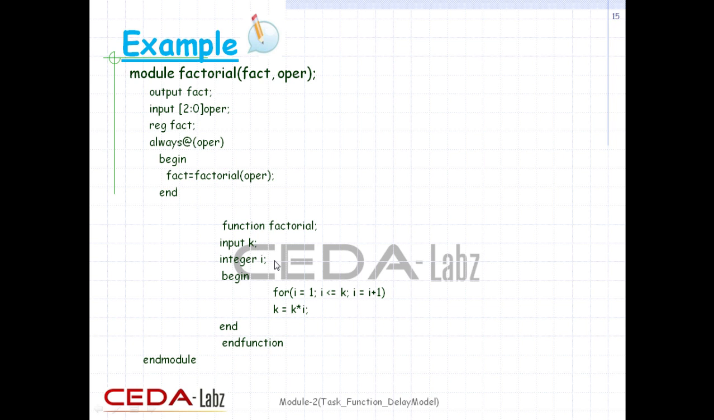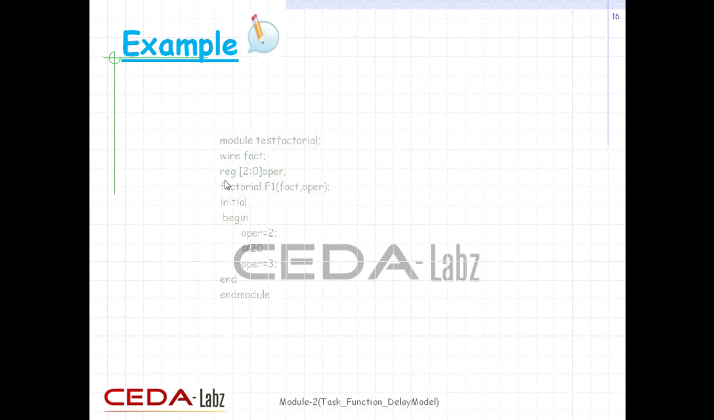There is a declaration of local register I with the keyword integer, which is used in for block for calculating factorial. In this given for loop which is defined within begin and end, I is initialized to 1. The loop will count in a looping fashion, and value of k will immediately return to function calling statement 1 by 1. Test bench for the same example.